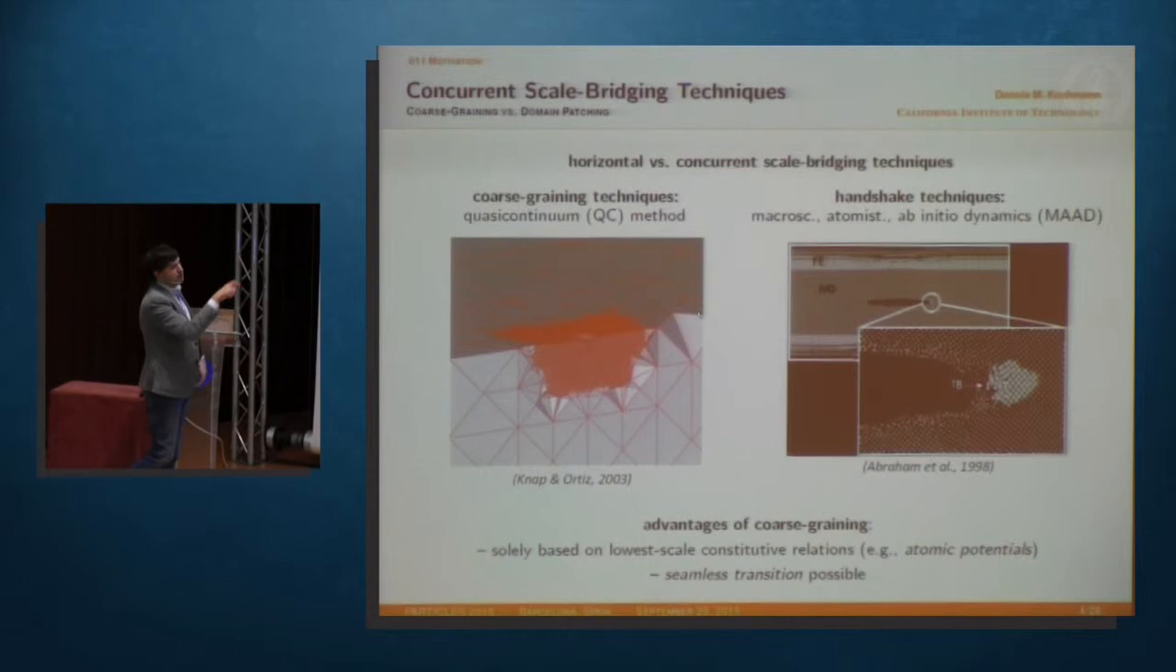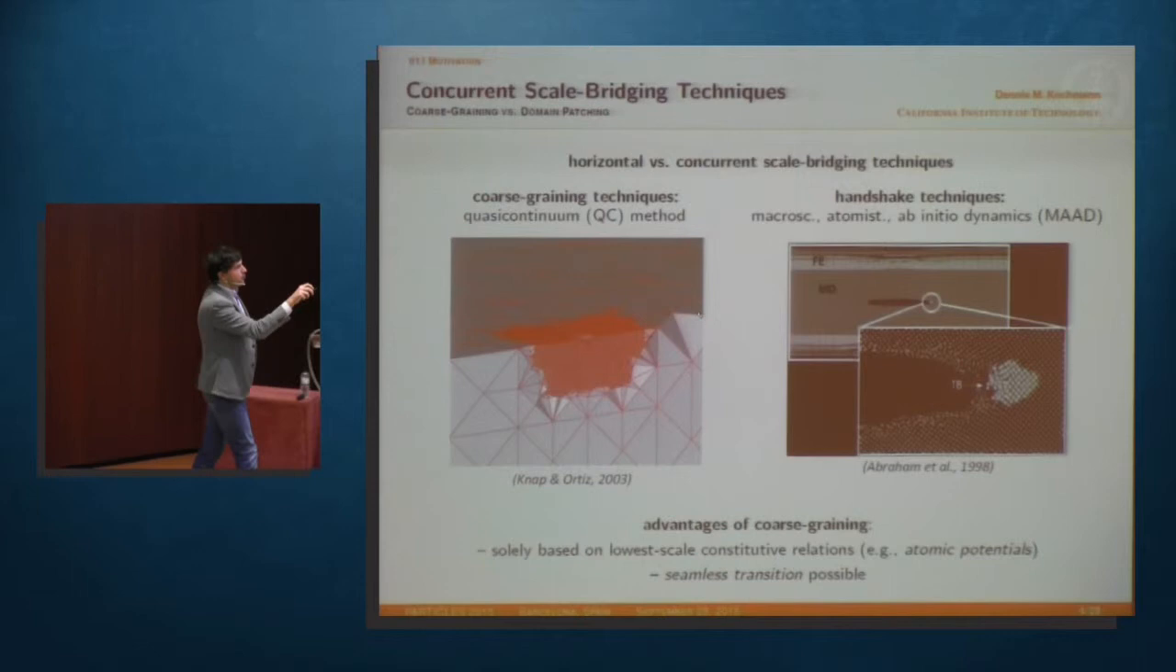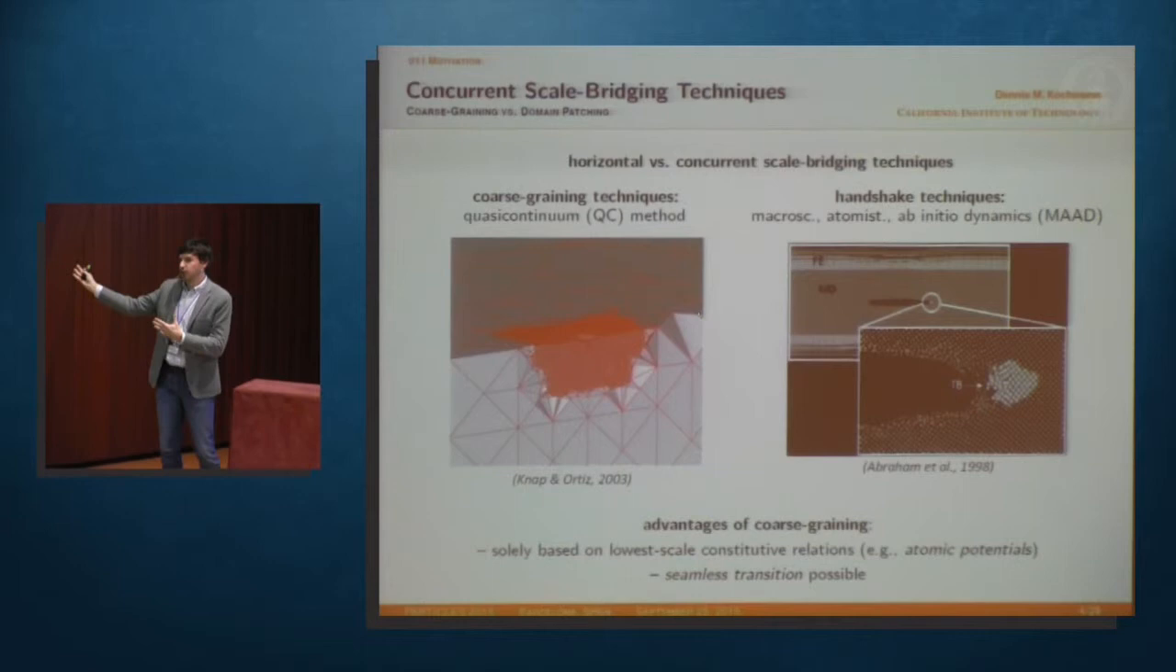How do you make sure that your finite element actually is the same material as the MD? How do you get these together? And number two is I need to know exactly where I need the high resolution. What happens if the crack propagates? How do I do this?